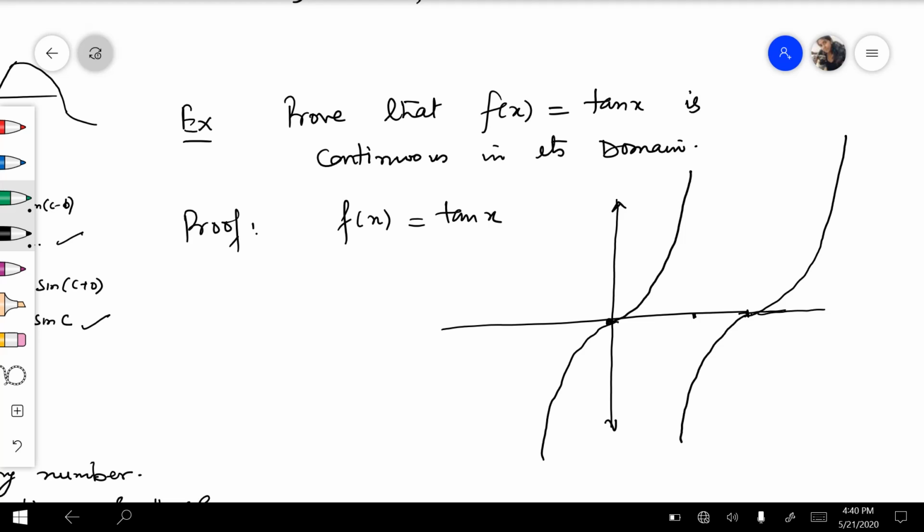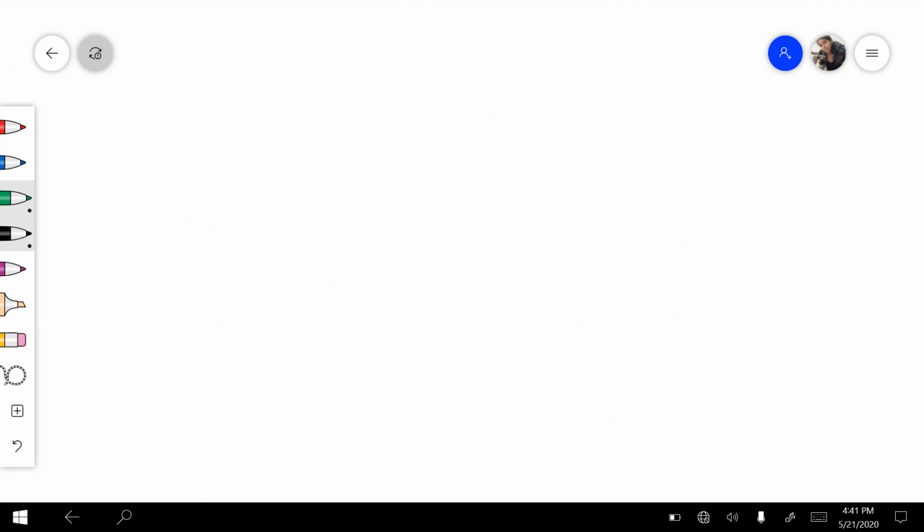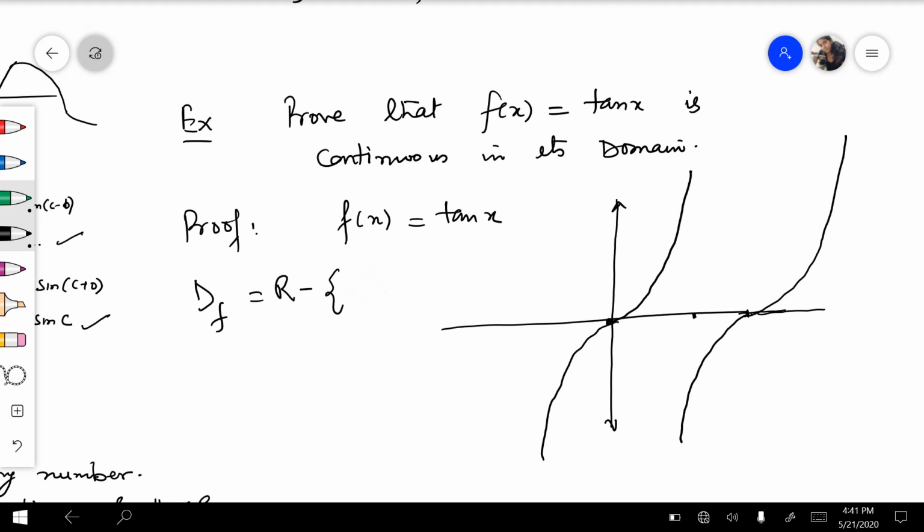So from this graph, or from the concept of class 11, if you remember, the domain of tan function was the set of all real numbers except those x which are 2n plus 1 into pi by 2, where n belongs to the set of integers. That means from the real numbers we subtract all odd multiples of 90, then we get the domain of the function, and its range was minus infinity to infinity.